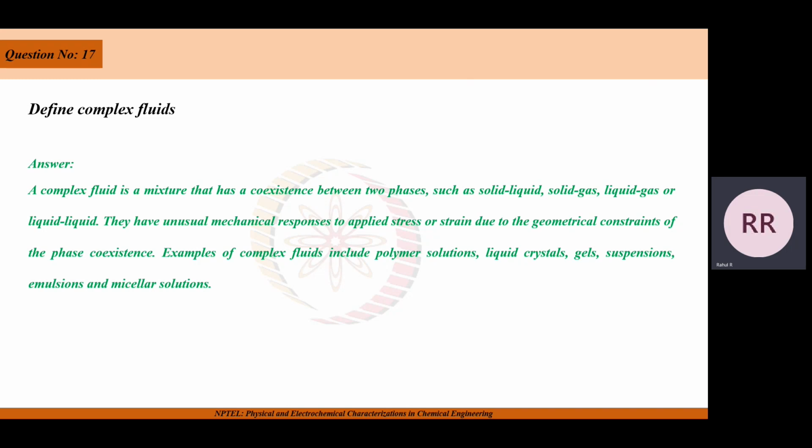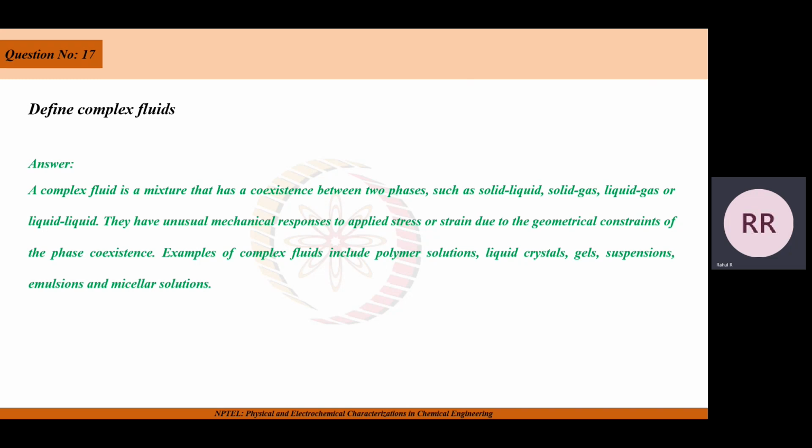It can be solid-liquid, solid-gas, liquid-gas, or liquid-liquid. So in any case, we have two different phases that are joining. When we meet two different liquids, they may have two different parameters, like two different viscosities. There can be two different properties for two liquids.